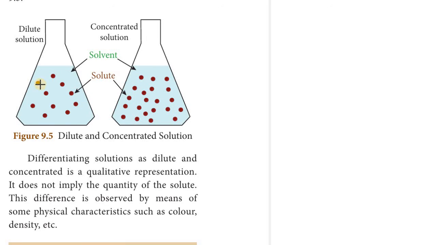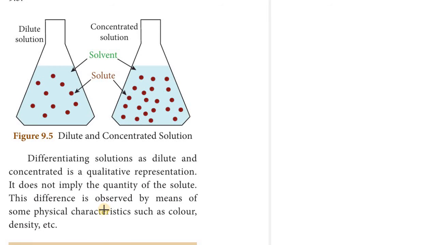How many molecules do you see over here? 1, 2, 3, 4, 5, 6, 7, 8, 9, 10. Just representative. Don't think this is actual. Actually, it is of the order of 10 to the power 22 to 10 to the power 23. Okay, don't think about it right now. It's much more, but just representative. You see, there are a smaller number of solute molecules here, and here we have many more solute particles or molecules. Okay, so differentiating solutions as dilute and concentrated is effectively a qualitative representation. It does not imply the quantity of the solute.